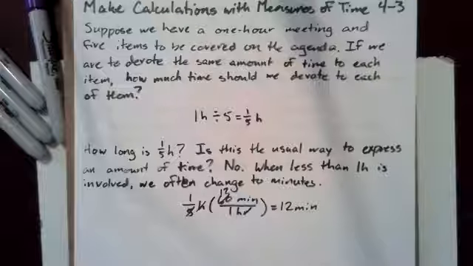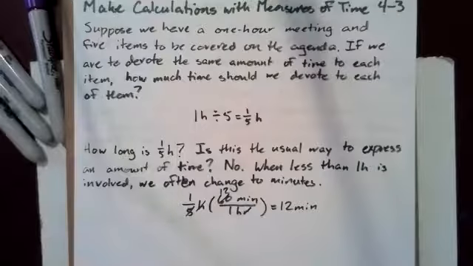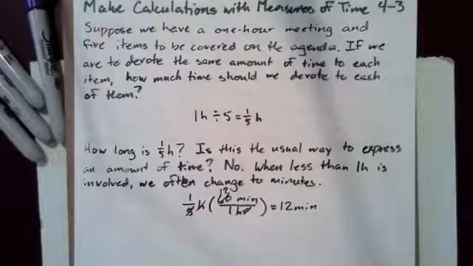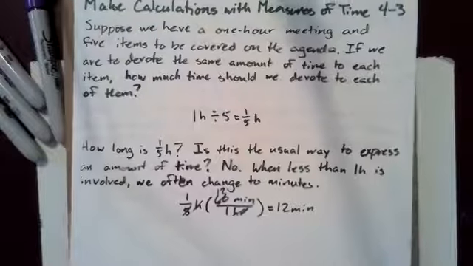So 1/5 of an hour times 60 minutes over 1 hour, I can do some cancellation. I can get rid of the hours. I can divide 60 by 5, so I have 12 minutes. 12 minutes is 1/5 of an hour.